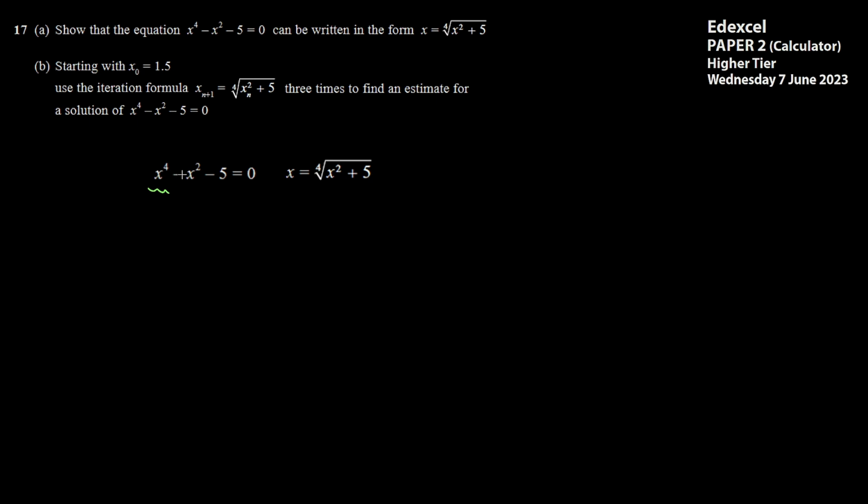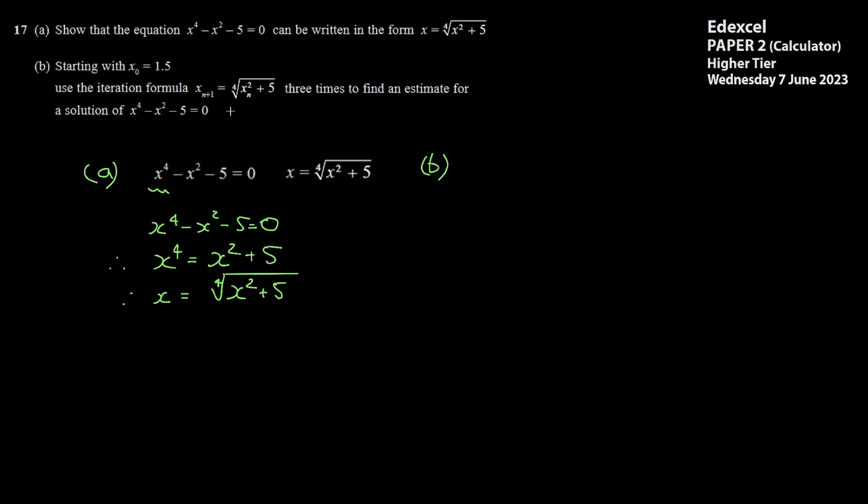So if I take this result, and therefore make x to the fourth the subject, this becomes x to the fourth, and everything moves to the other side. So this becomes x squared plus 5. And therefore, x is equal to the fourth root of x squared plus 5. So that's answered part A.